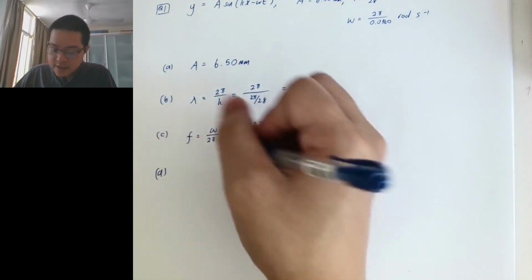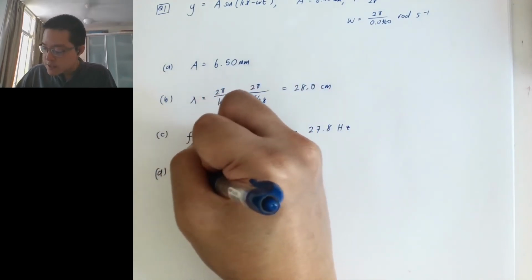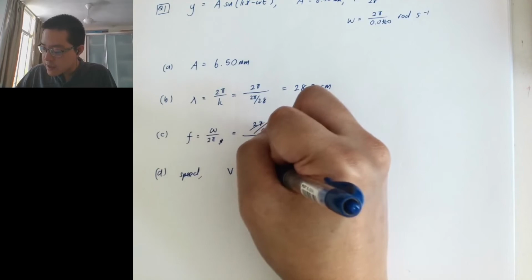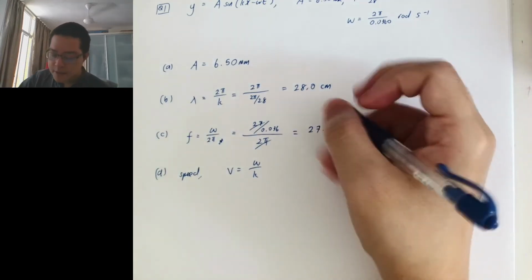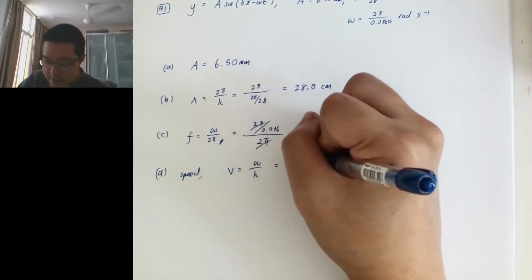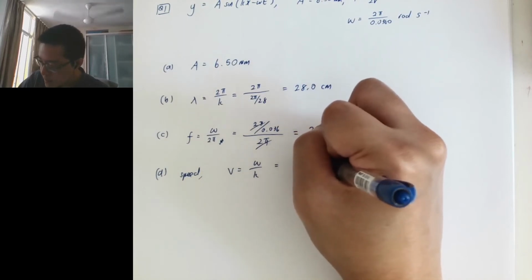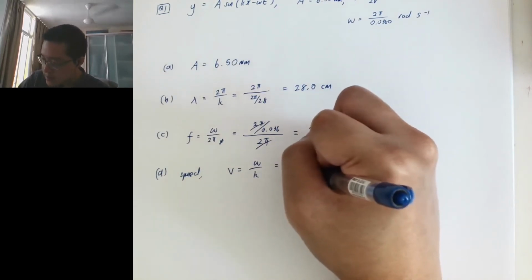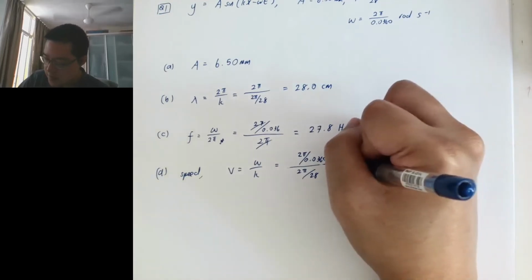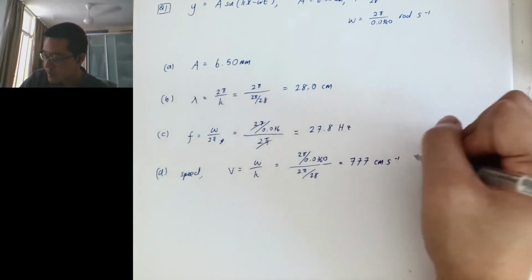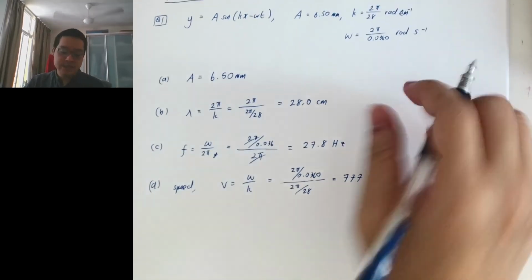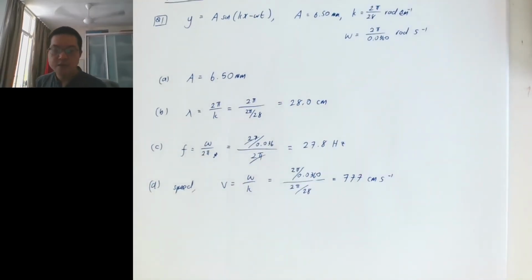And then the d is the speed of the wave. So the speed of the wave v, I can calculate using omega over k or using f lambda. Either way is fine because they are the same equation. They're cancelling the 2 pi. So omega is just 2 pi over 0.036 and then k is 28 and then divide these two, I got 777 centimeters per second. Okay, so these are some basic features about the wave.